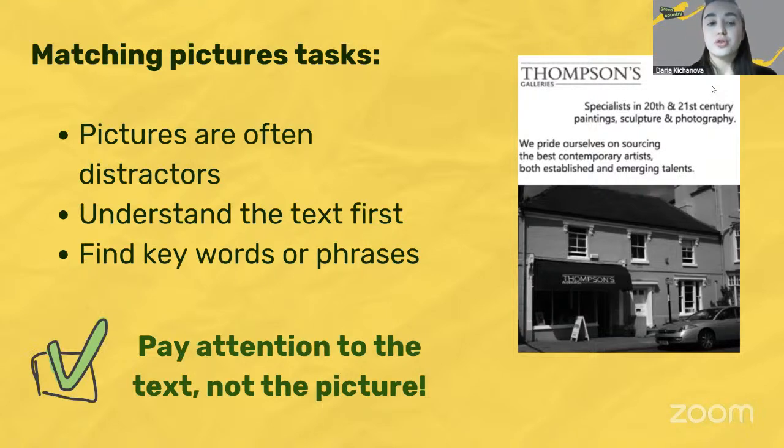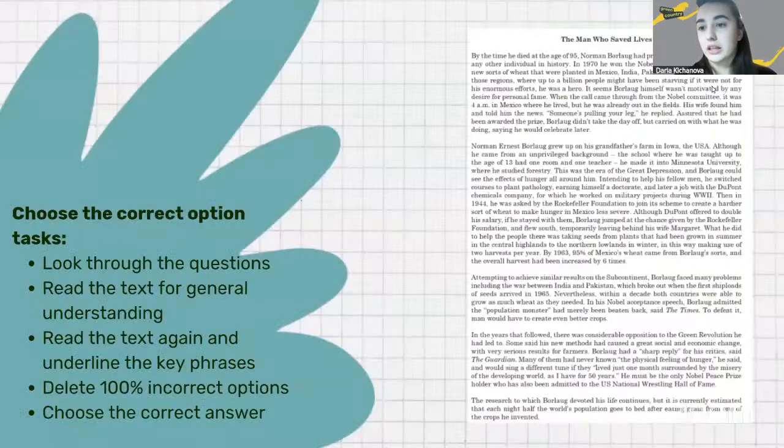Next is the choose the correct option task. Here is the biggest part of reading, because here we have a big text. And sometimes students are scared of this big text because you need to remember everything. You need to know how to read, how to remember all of these words, how to understand all of them. Actually, you don't need to do that. You don't need to panic. You just need to concentrate on your task.